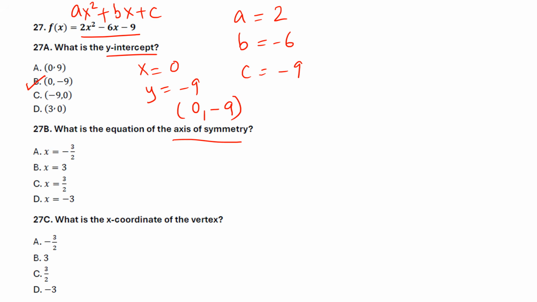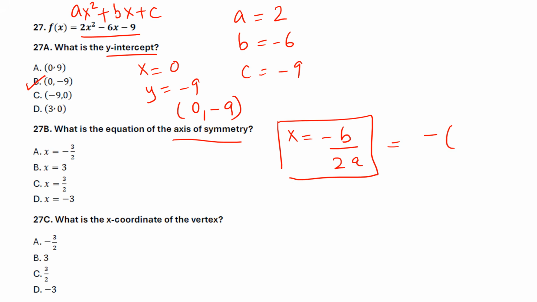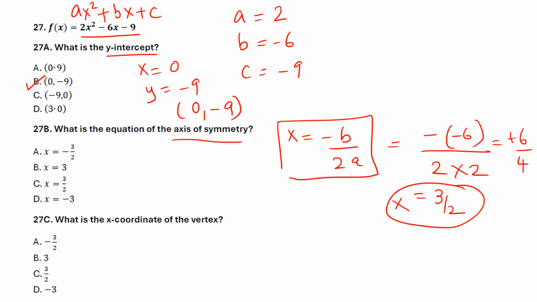Now for the equation of the axis of symmetry, the formula is x = -b over 2a. You put in the values, minus b. Now there is already a negative and b is also negative. So negative negative become positive. Remember that. So this is going to be plus 6 over 4, or 3 by 2. So x equals 3 by 2. That's your correct answer.